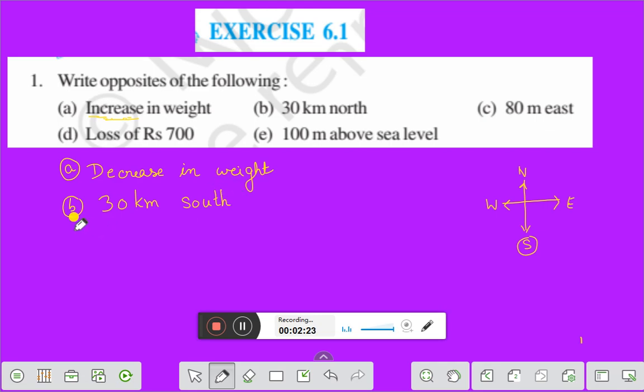Right? Now question number C. C is 80 meter east. Here see this is east. What is the opposite of east? That is west. Right? Therefore 80 meter east, the opposite of this will be 80 meter west.